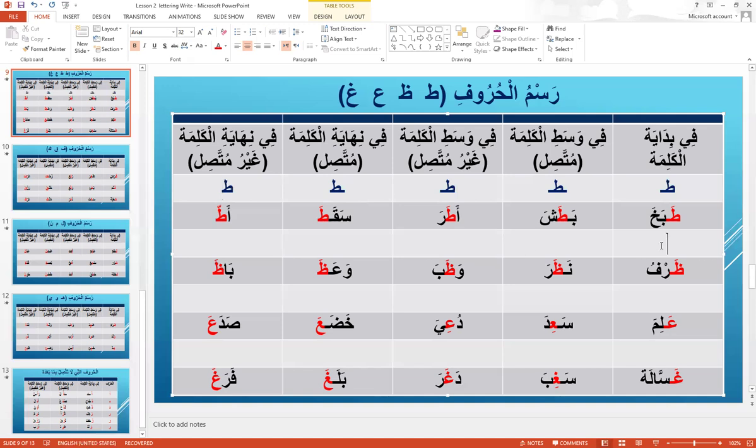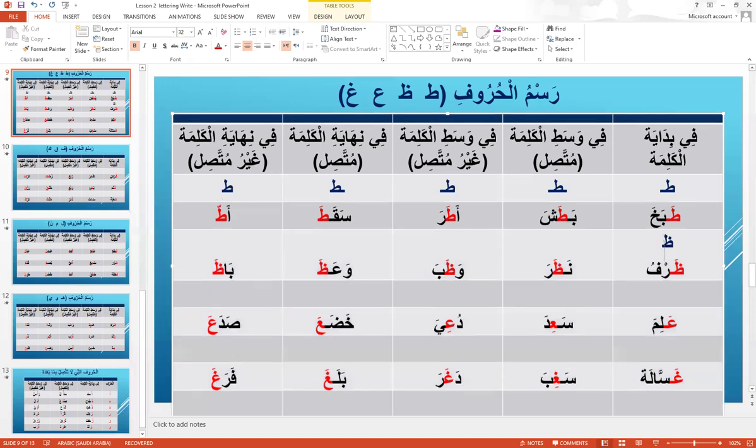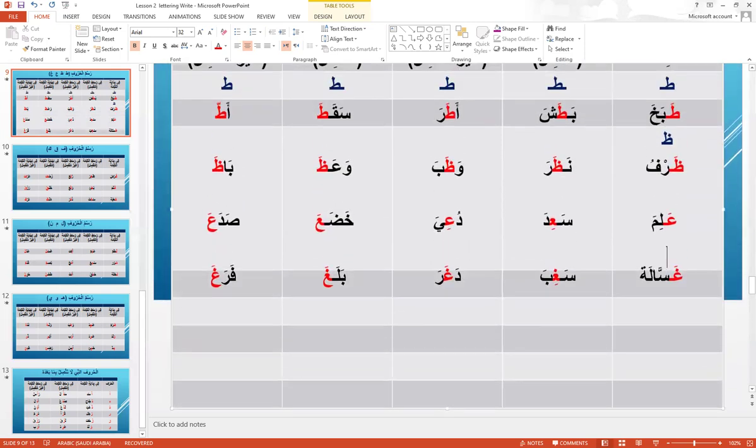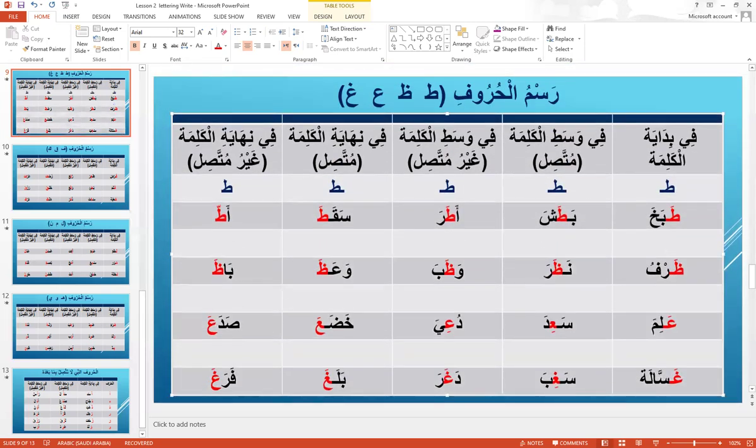Then the same way we write the Tha. Sorry for that. So the Tha is written this way. So the Tha at the middle, connected, and the Tha at the middle, not connected. And we have the Tha at the end, connected, and the Tha at the end, not connected. So it's going to be written normally.